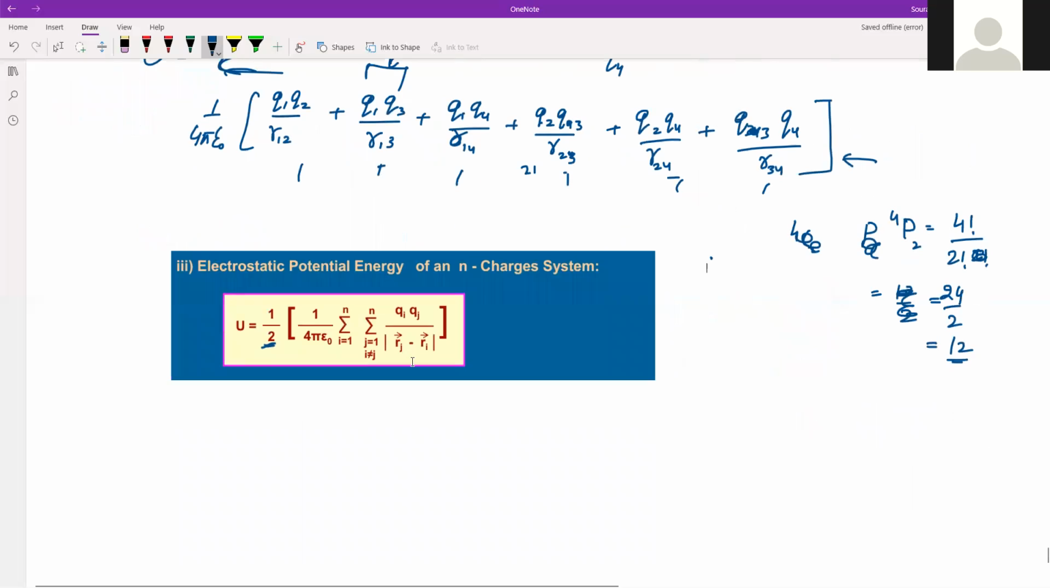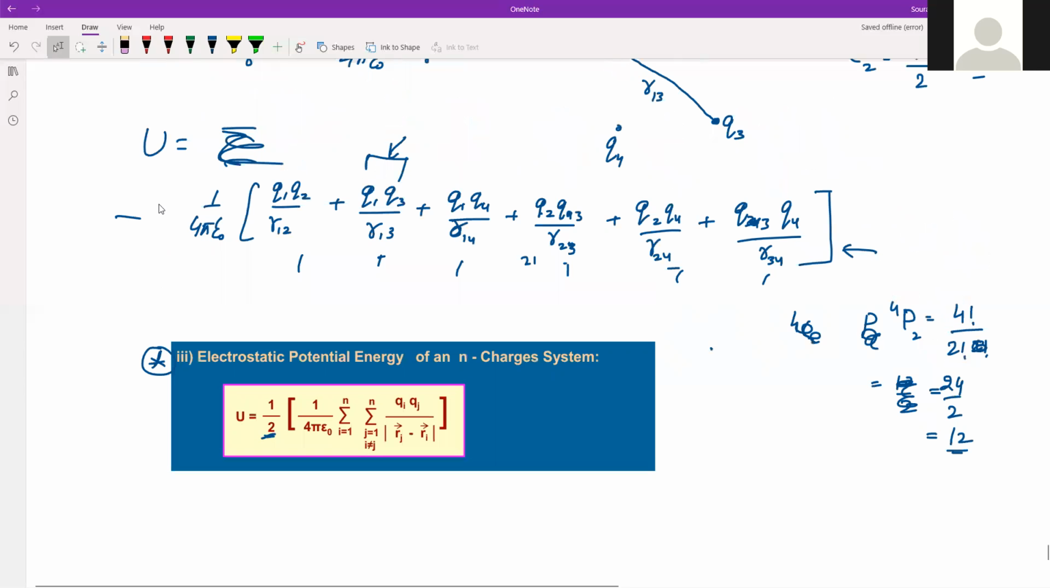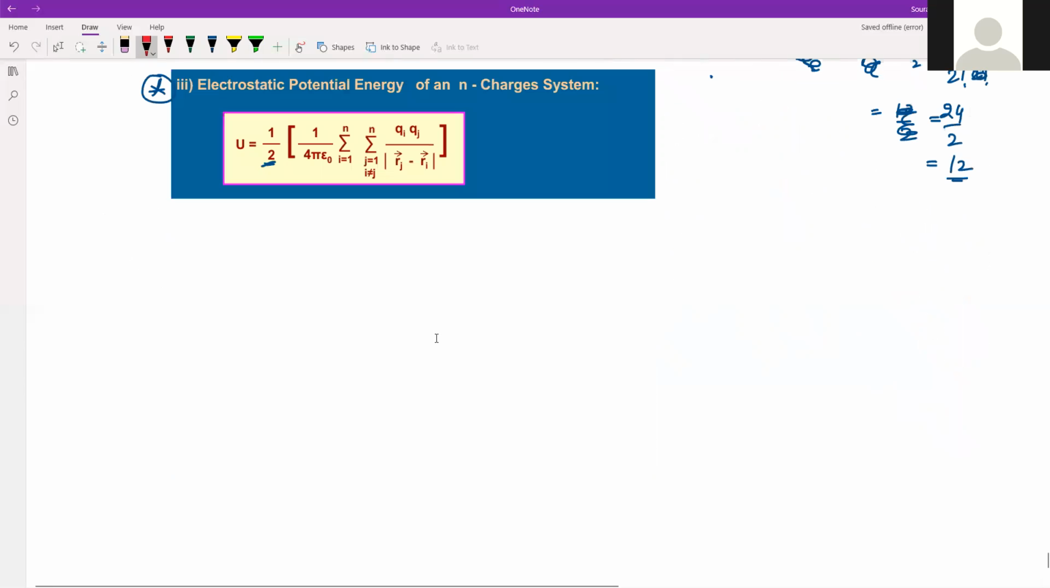Anyways, I don't suggest you remember this formula. This is just in case you see it somewhere, you should know what it is. Otherwise, we'll just use this. This is a better way of doing it. That is, find all the combinations, calculate their individual energies, and add them. So that is the electrostatic potential energy of a system of charges.